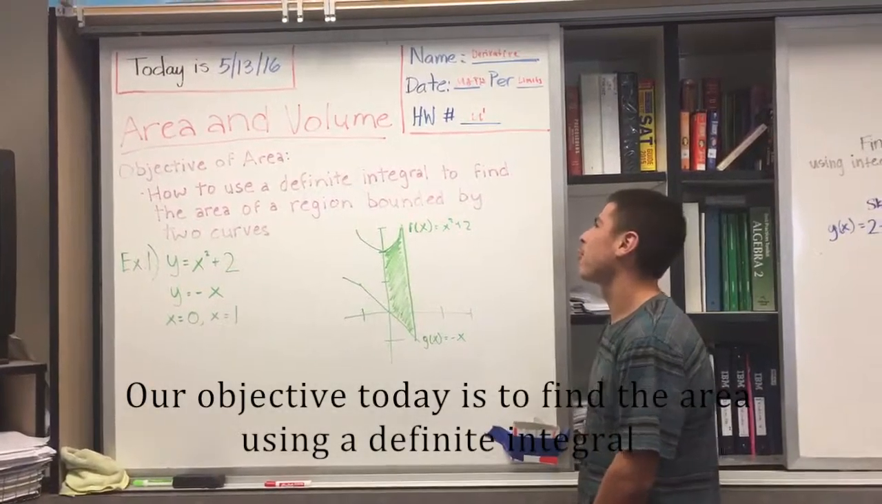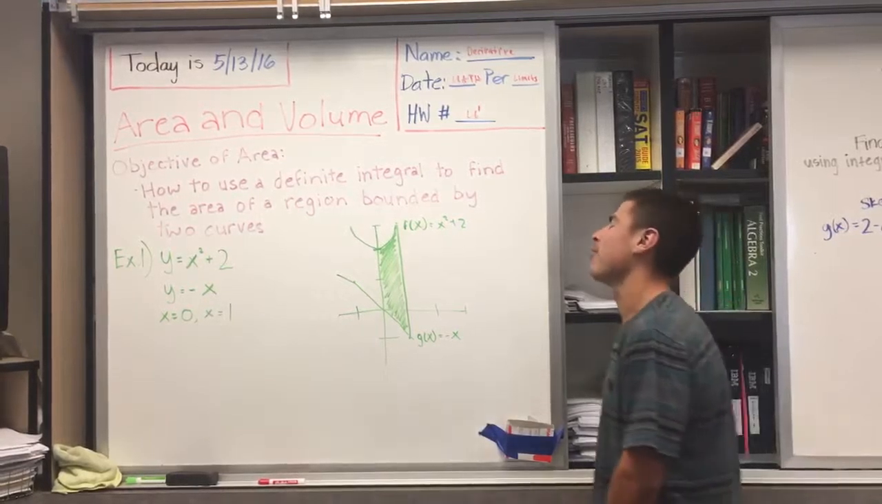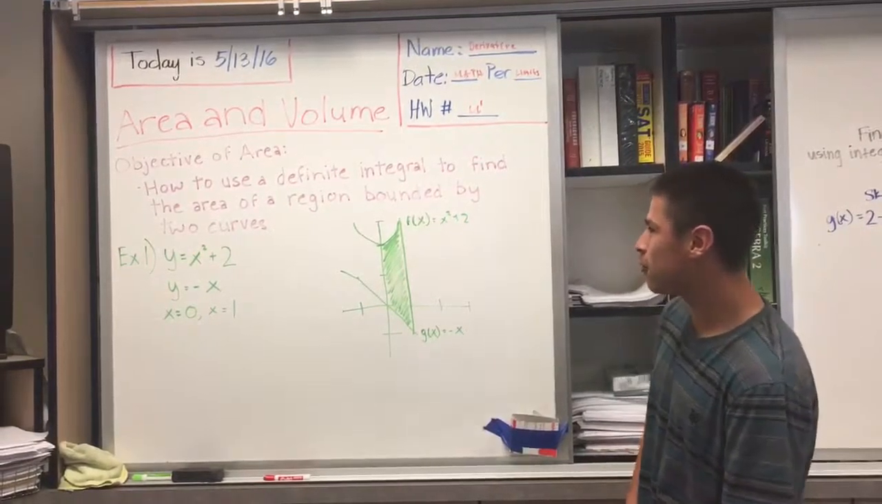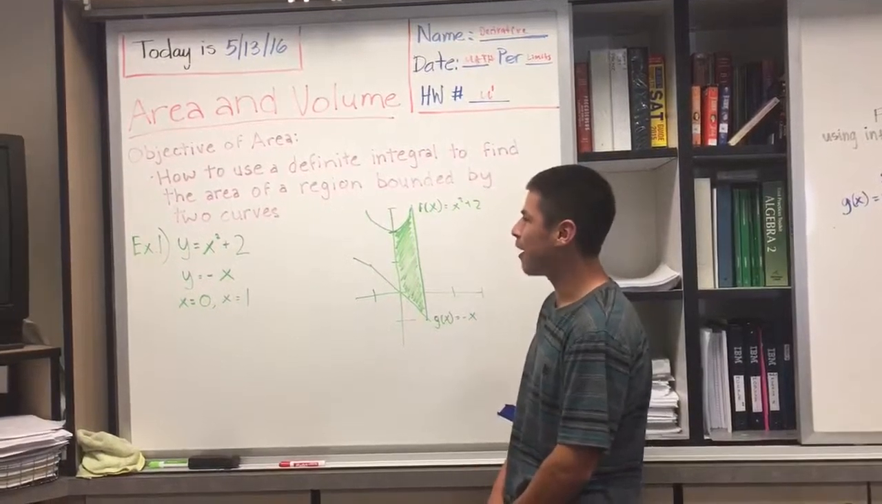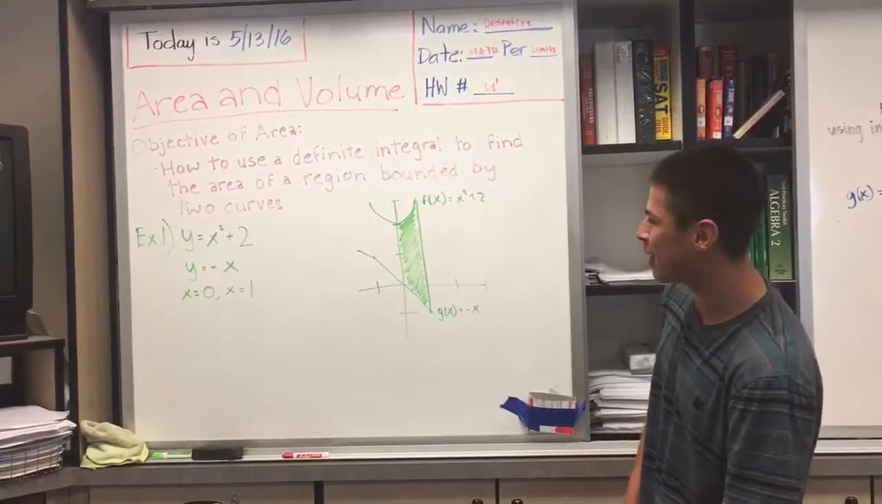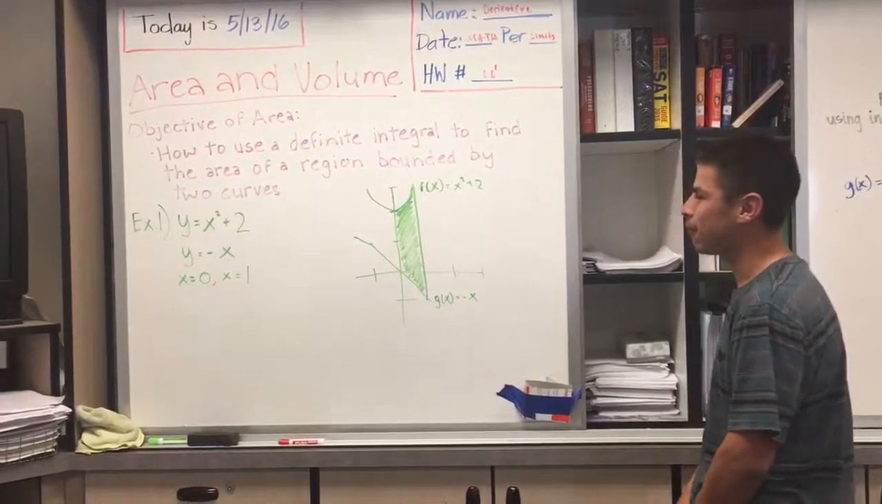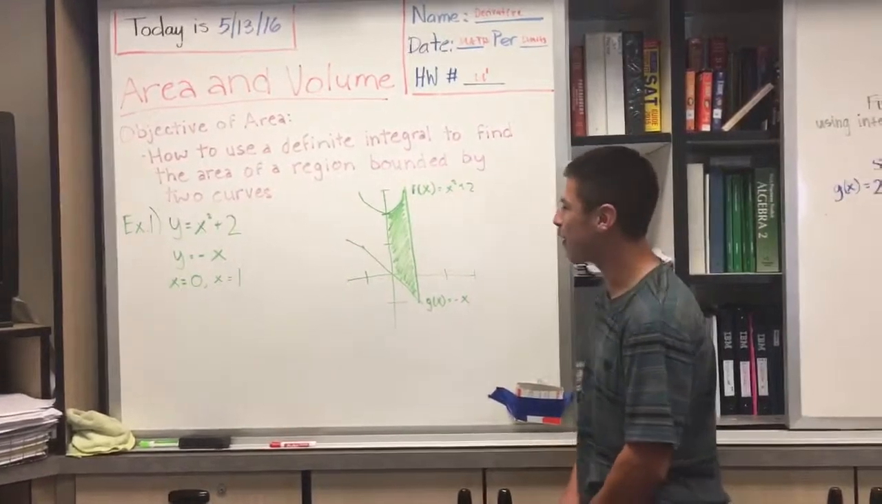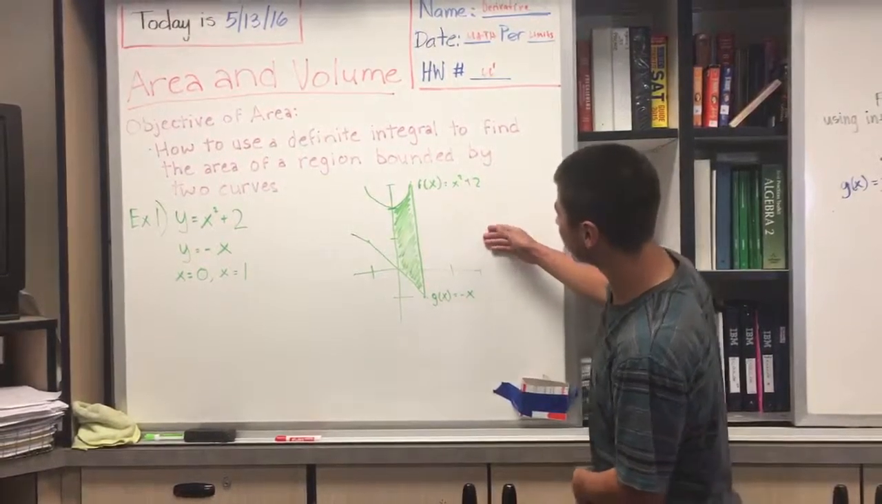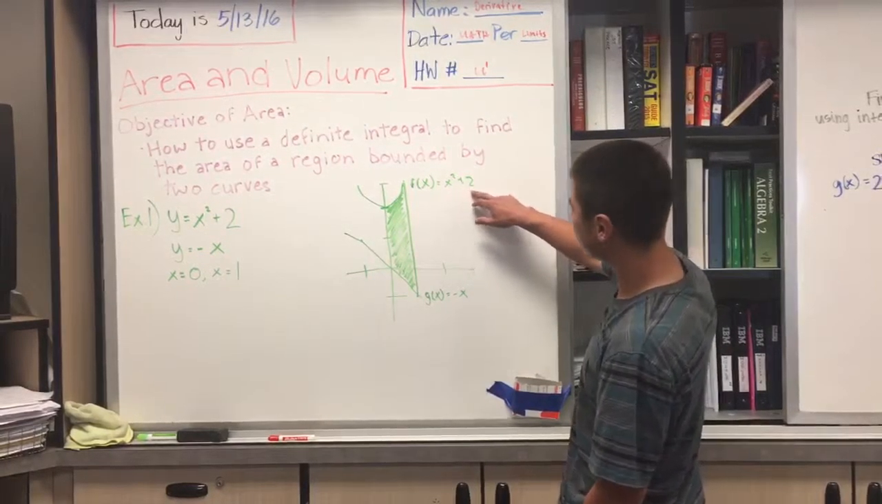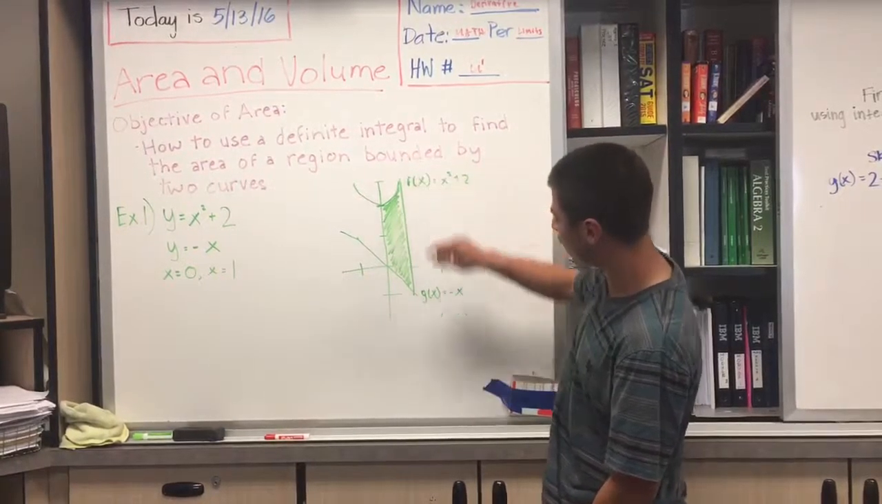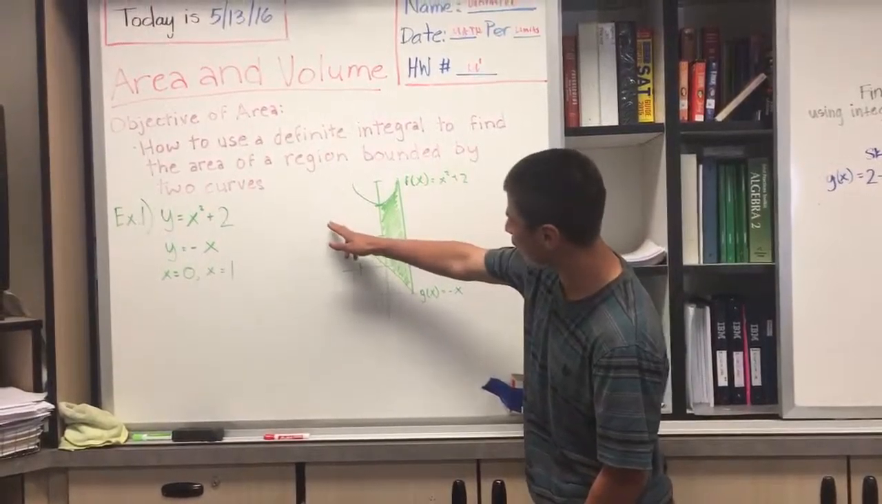How to use a definite integral to find the area of a region bounded by two curves. For our two formulas, we have y equals x squared plus 2 and y equals negative x, and for the interval, we have 0 to 1. And right here is the drawing. The f of x is x squared plus 2, which is the parabola up there, and g of x is this straight line right there.